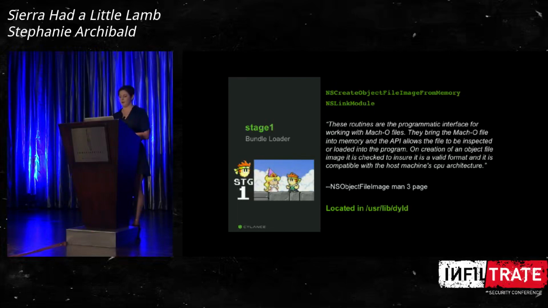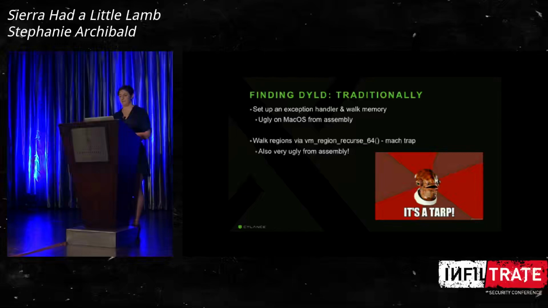They bring the Mach-O file into memory, and the API allows the file to be inspected or loaded into the program. On creation of an object file image, it is checked to ensure that it's valid and it is compatible with the host machine CPU architecture. What they don't say is that the only file type that it'll allow you to load is an MH_BUNDLE type, which we'll talk about a little bit later, how to get around that. The interesting thing to note is that they're located in libdyld, which is loaded for every process that gets executed on OS X. So really what we need to do first thing is find dyld in memory, right?